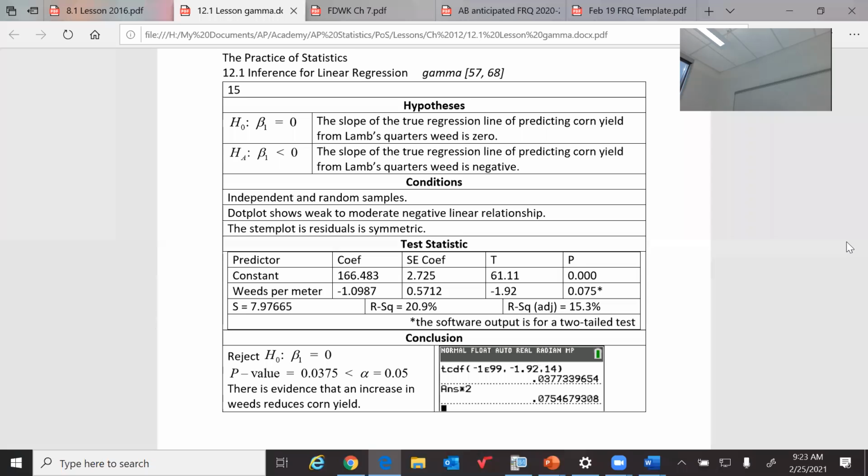We got SRS, dot plot appears to show negative linear relationship, and the stem plot is symmetric. Okay. So here is what we need. It's in here. So the constant's 166. That's the intercept. And the slope is essentially a negative 1.1.